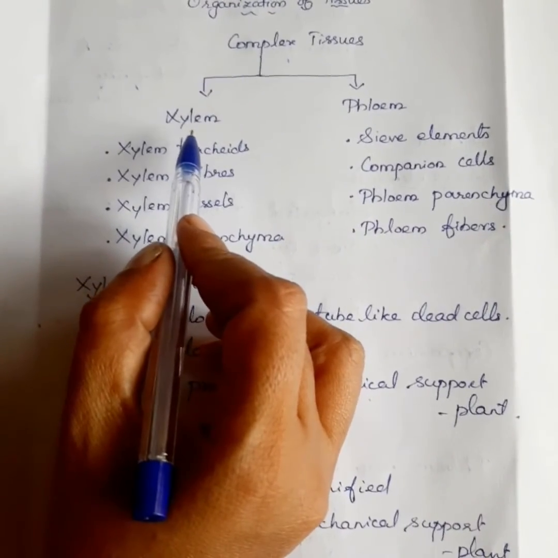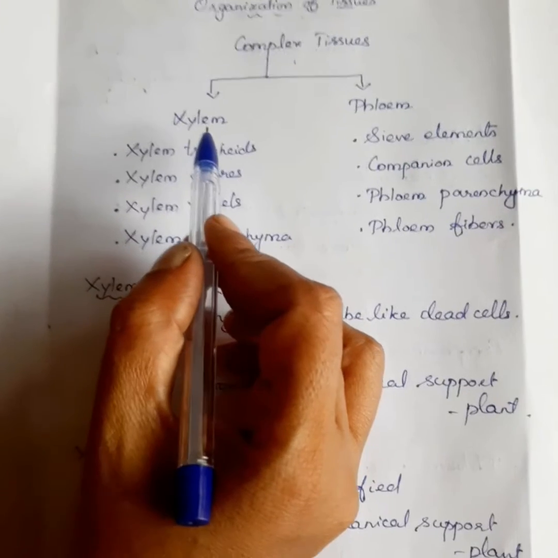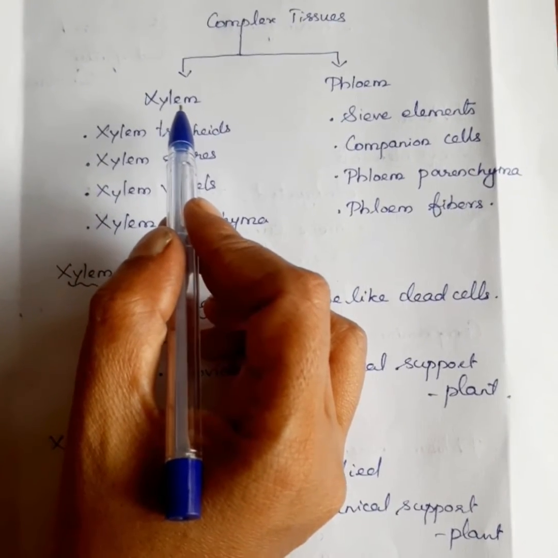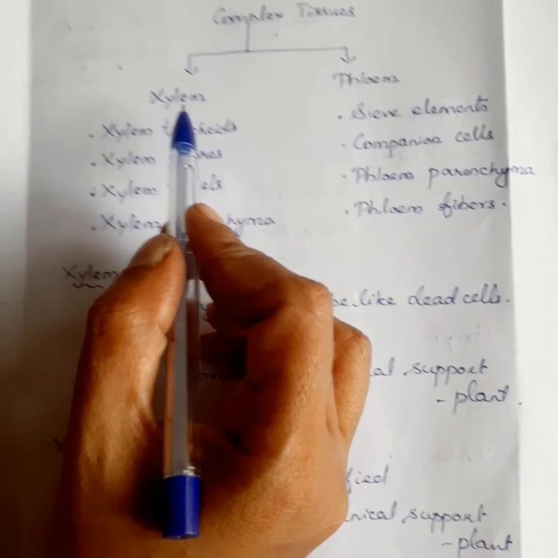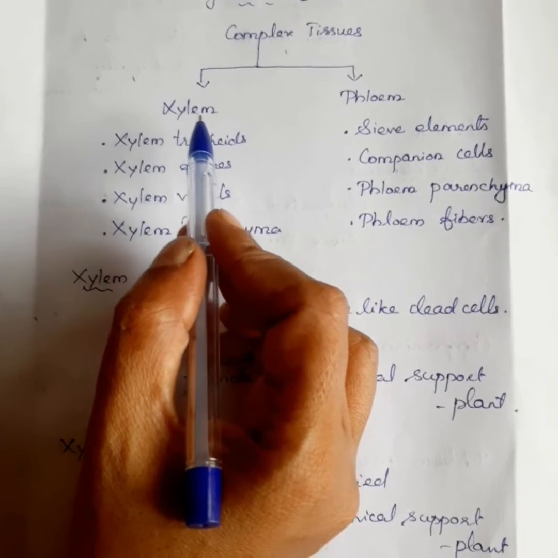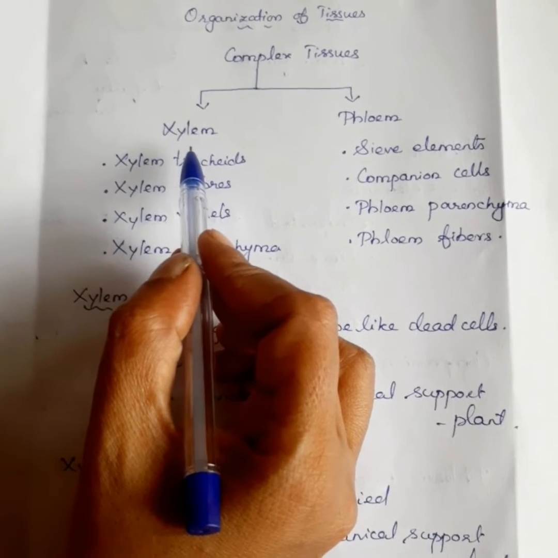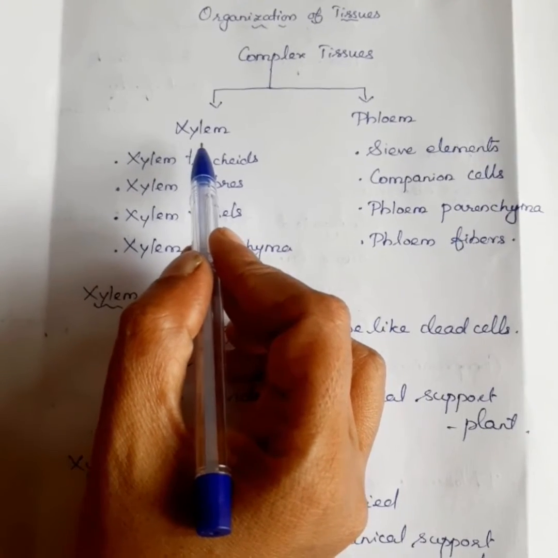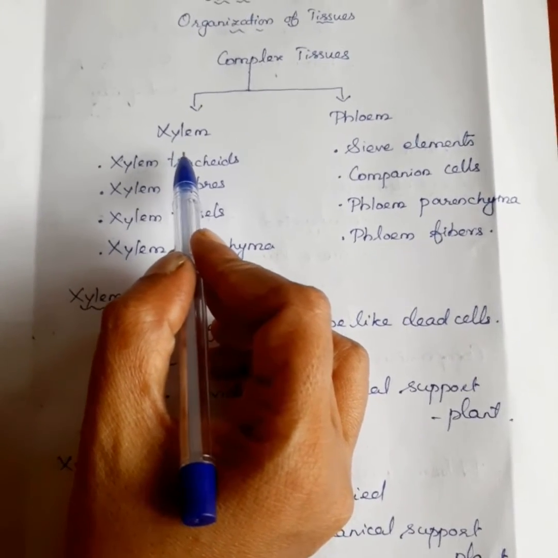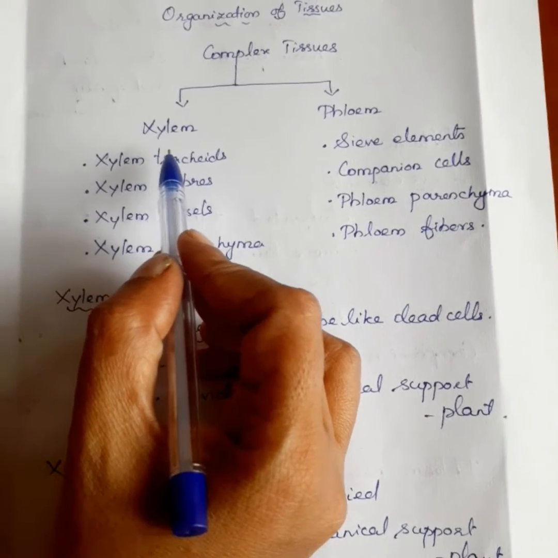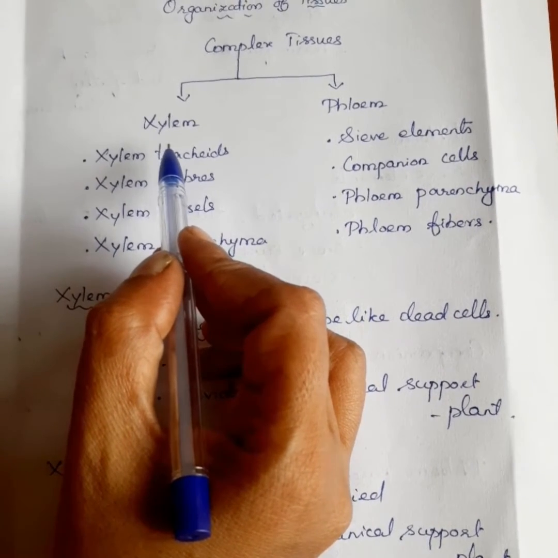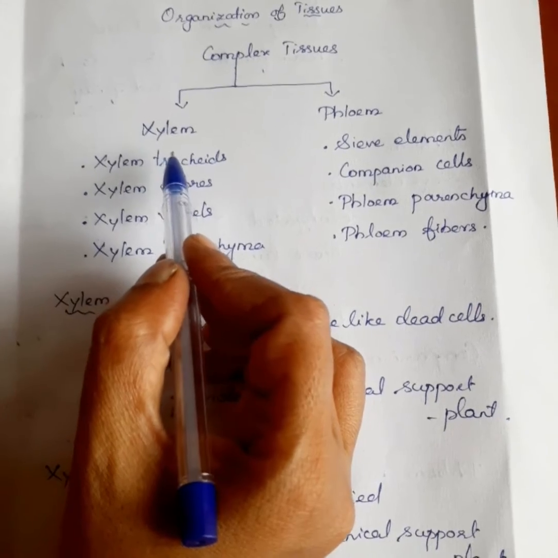Xylem is a conducting tissue. It conducts water, minerals, and nutrients upward from root to leaves. Okay, so it is unidirectional because xylem carries minerals from roots to leaves in the upward direction. Xylem is called dead tissue because most of the components present in this tissue are dead.